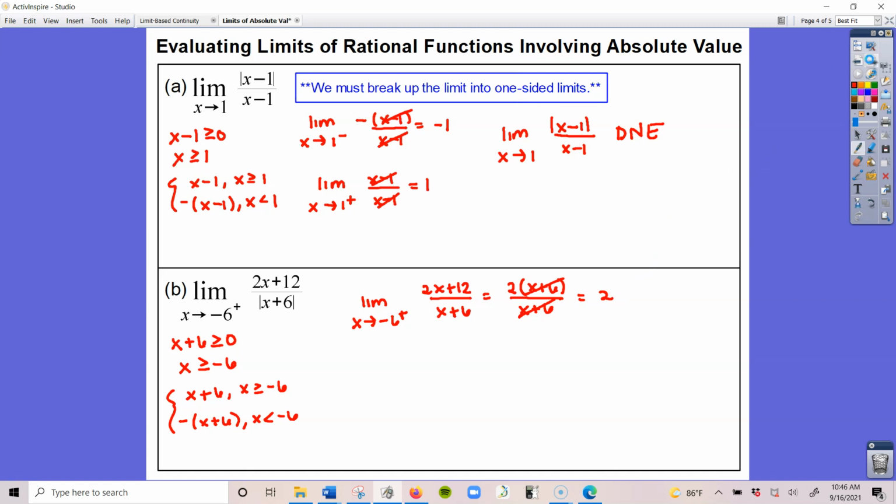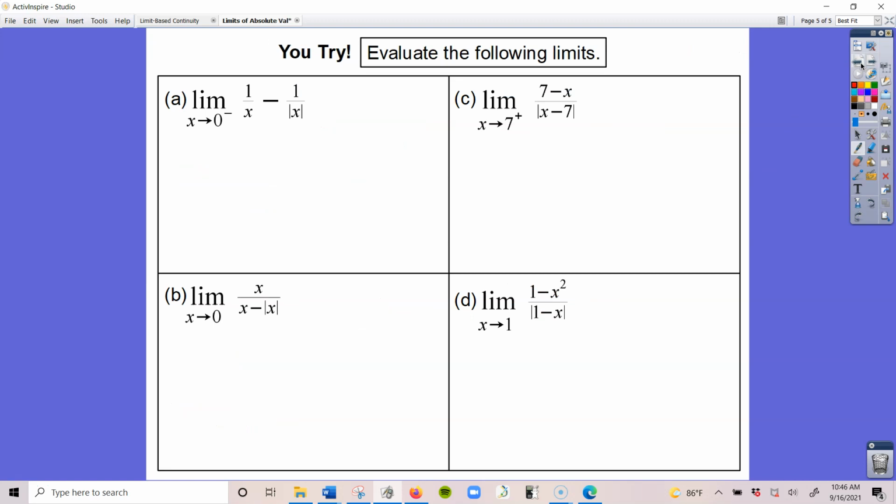Let's try a couple more. For this first one, we have the limit as x approaches 0 from the left of 1 over x minus 1 over the absolute value of x. So let's write our pieces for the absolute value of x. My inequality is just x is greater than or equal to 0, and there's nothing to solve for, so this is it. So my pieces: x for when x is greater than or equal to 0, and then negative x for when x is less than 0.